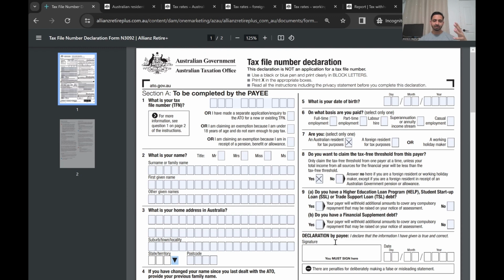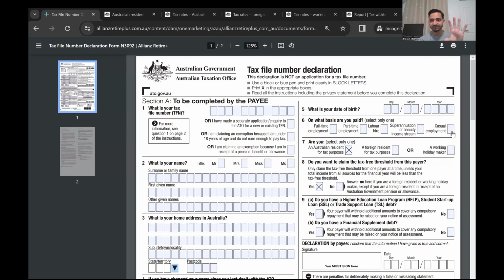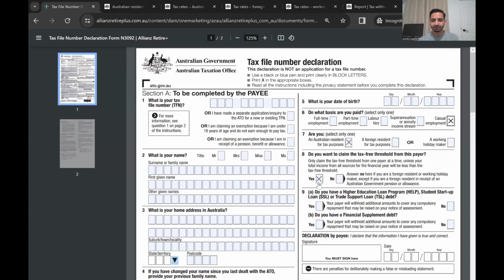Questions 3, 4, 5 are all about your personal information. I'm not going to go into detail there. You just fill in your name, your address, your date of birth, and then 6, what are you getting paid? On what basis are you getting paid? Are you getting paid on a full-time basis, or a part-time employee basis, labour hire, superannuation or annuity income stream, or casual employment? So if you're, let's say, an overseas student in Australia, and you are working as a casual employee, you want to tick casual employee right here, right? Let's say in this example, you're a casual employee, all right?